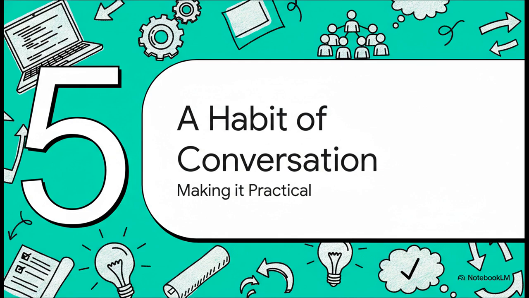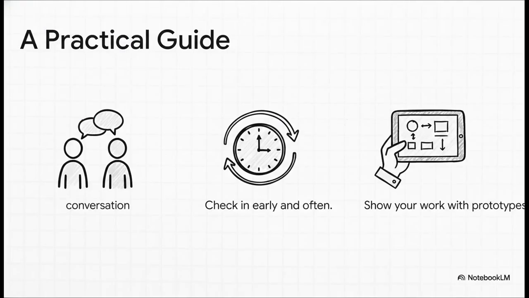So let's talk about how you can turn this into a simple habit of conversation, whether it's for a group project for school or even just a personal passion project. Really, the simplest way to do it is to think of validation less like a scary formal test and more like an ongoing conversation. Just check in early and check in often. Ask simple, clarifying questions like, hey, when you click this button, what do you actually expect to happen? And maybe most importantly, show your work instead of just describing it. I mean, a quick sketch or a super simple prototype can clear up misunderstandings almost instantly.